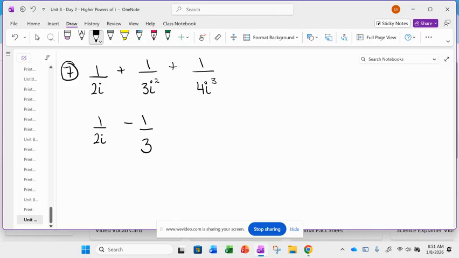And then I have 1 over 4i to the third, but what's i to the third? -i. So again, are you guys okay if I assign that negative to the numerator and have 4i in the denominator? Okay.